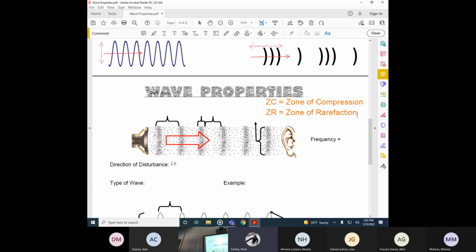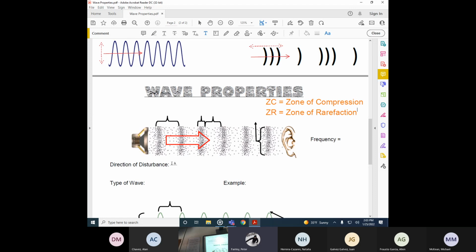So what's our direction of disturbance? Parallel or perpendicular? I don't know. It seems like I've got some people with me and other people I've lost. I'm saying parallel. So direction of disturbance, you have two choices, parallel or perpendicular. Anything else is not going to be correct.